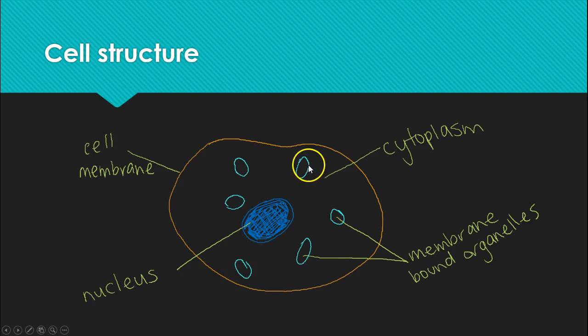And these blue structures here are called membrane-bound organelles, and they have specific processes within the cell to help make certain materials like protein, for example, that are essential for the cell to function properly.